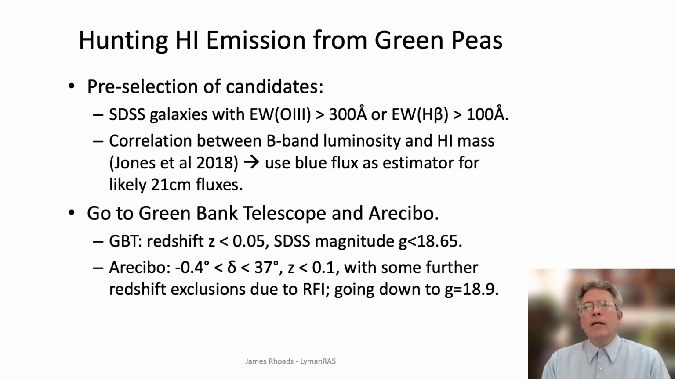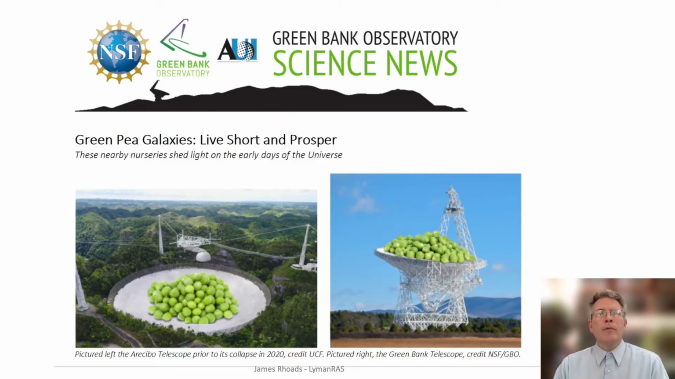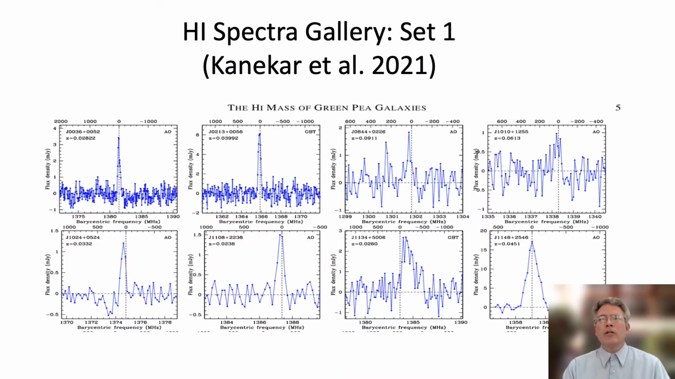So we went looking with these two big radio dishes, and we came up with 2 dishes of peas. And this is the slightly hacked image from the Green Bank Observatory newsletter, where we had a news story about our results.